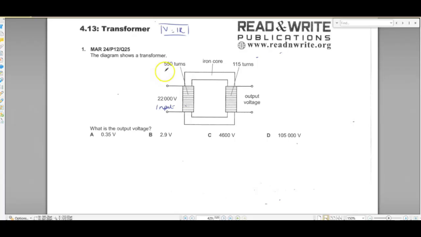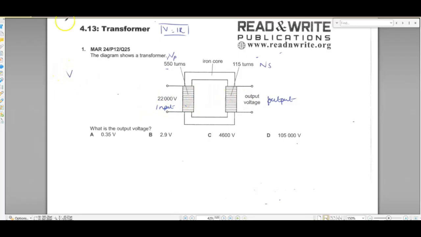Okay, these are the number of turns in the primary side, and these are the number of turns on the secondary side, and we have to find the output. They've told us that input voltage is given, so this is going to be the primary side, and this is going to be the secondary side.